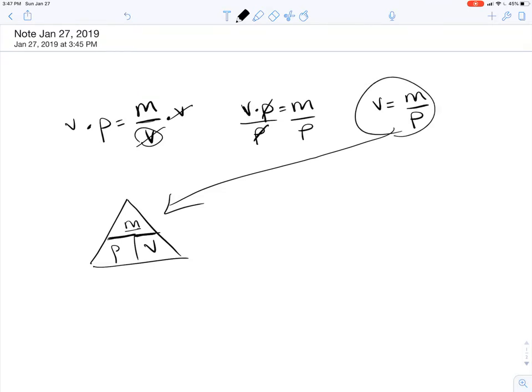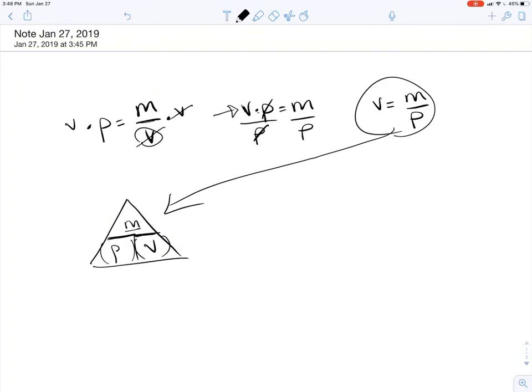If you wanted to solve for mass, put your finger over that M. Then look how these are side by side. If two things are side by side, then they're multiplied, right? So mass, going back to this equation up here, was equal to volume times density. This is just a simpler way to figure that out without actually having to do any algebra.